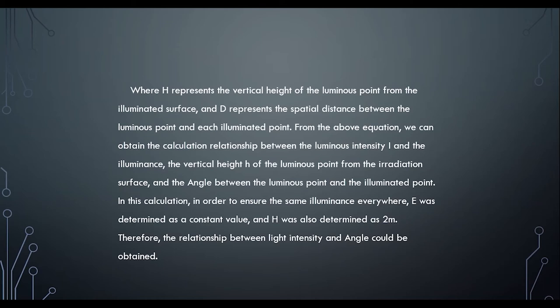From the above equation, we can obtain the correlation between the luminous intensity I and the illuminance E, the vertical height H of the luminous point from the illumination surface, and the angle between the luminous point and the illuminated point. In order to ensure the same illumination everywhere, E was determined as a constant value and H was also determined as 2 meters. Therefore, the relationship between light intensity and angle could be obtained.